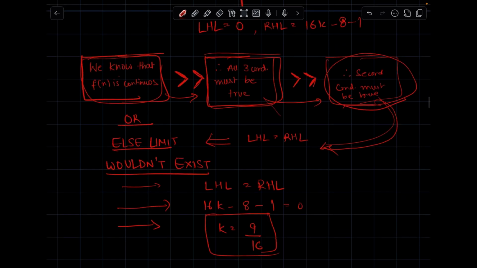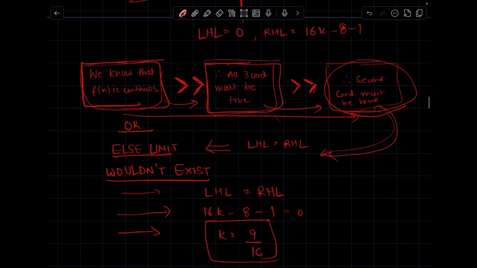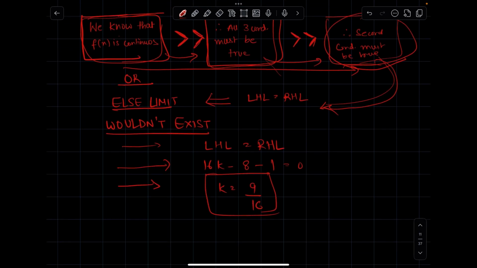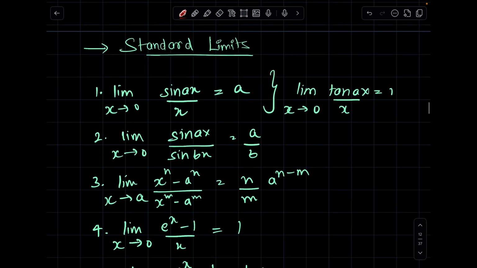Why are we equating LHL equals RHL? Because we know that the second condition must be true since f of x is continuous, and therefore all three conditions must be true. So we equate 16k minus 9 to 0, and we get k equal to 9 by 16. And that is your answer. Okay, so that is the end of continuity, and let's move to standard limits.